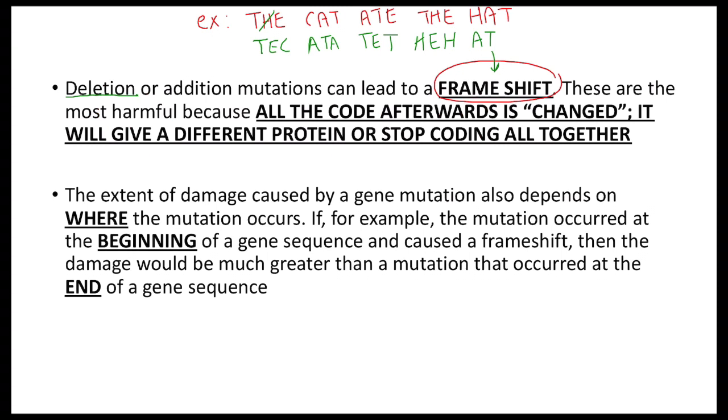The extent of damage caused by a gene mutation also depends on where the mutation occurs. If, for example, the mutation occurred at the beginning of a gene sequence and caused a frame shift, the damage would be much greater than a mutation that occurred at the end of a gene sequence. So it completely depends on where that mutation occurs, which determines how many amino acids could be affected.